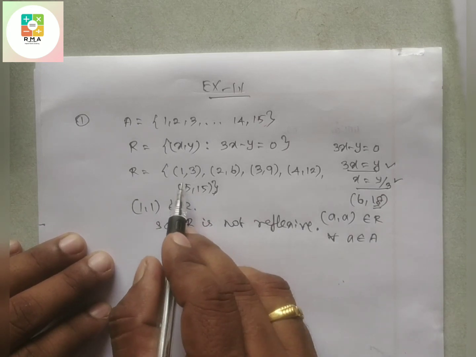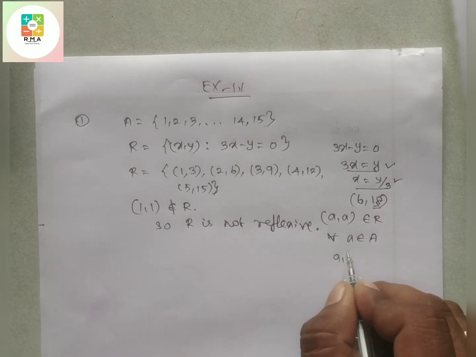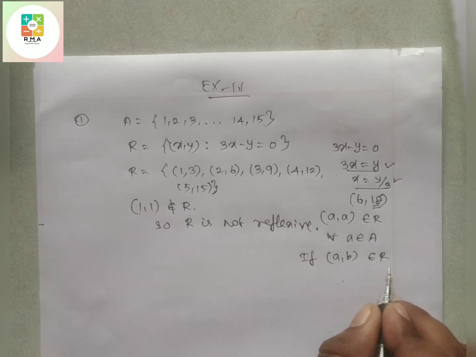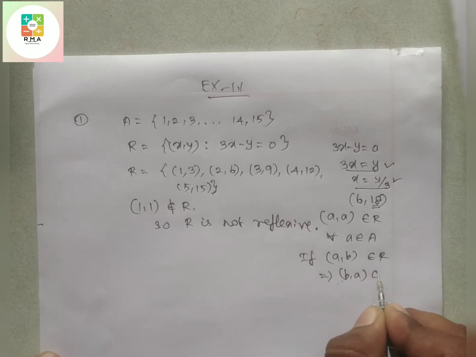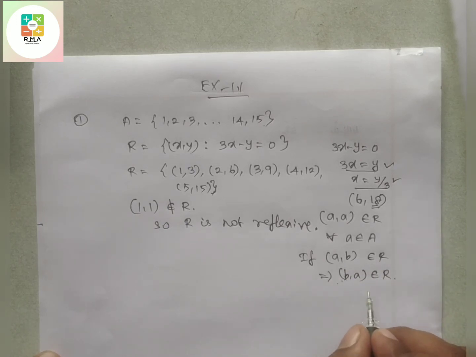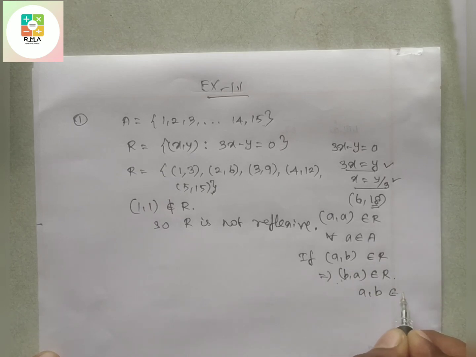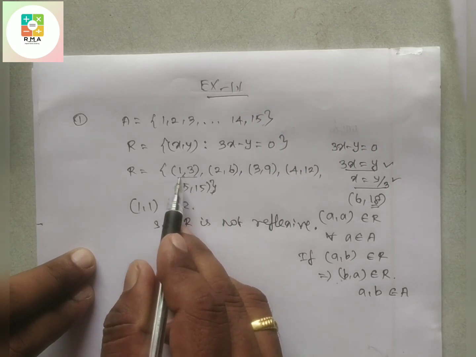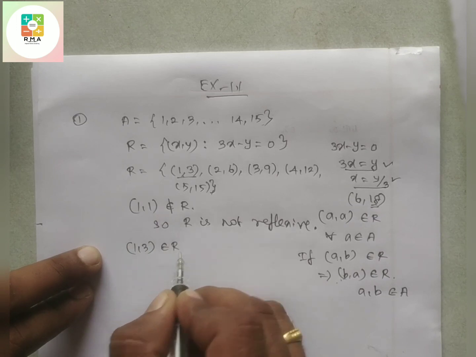Second, we will check whether this relation is symmetric or not. What is the definition of symmetric? If (a, b) belongs to the relation, this implies (b, a) also belongs to R, where a and b should belong to the set. For example, I can take the first ordered pair (1, 3) belongs to R.